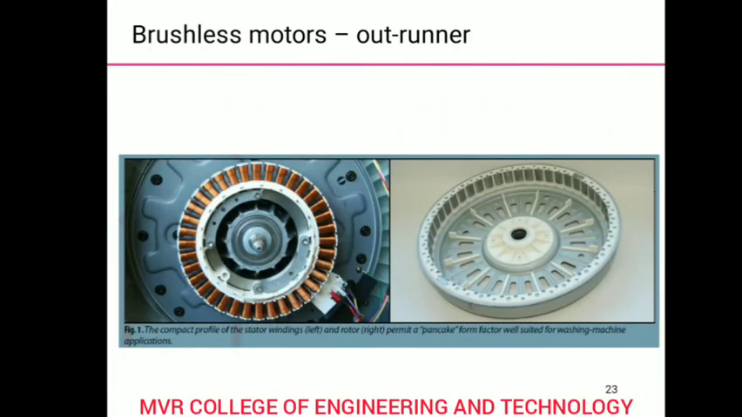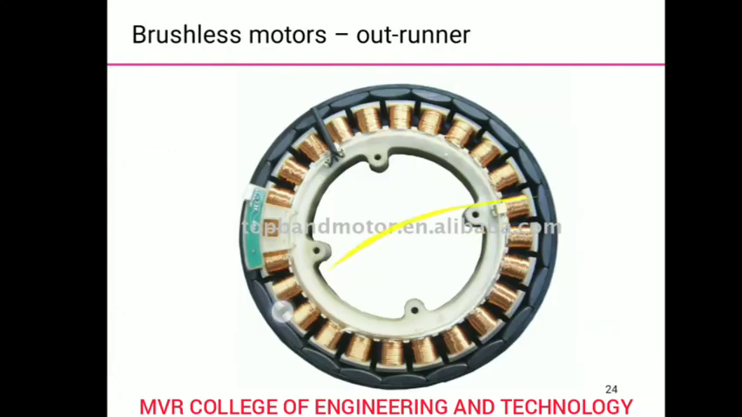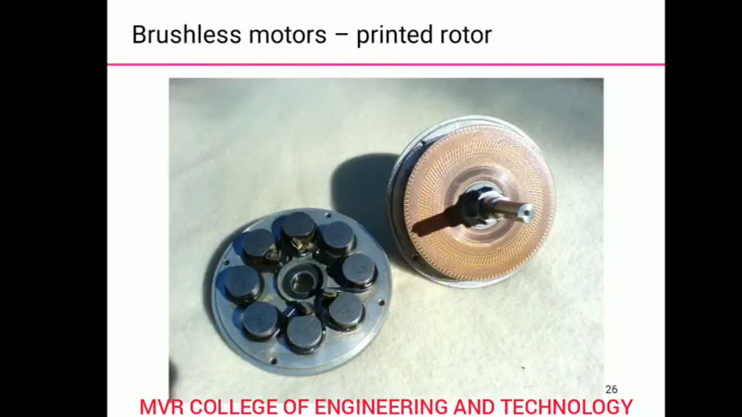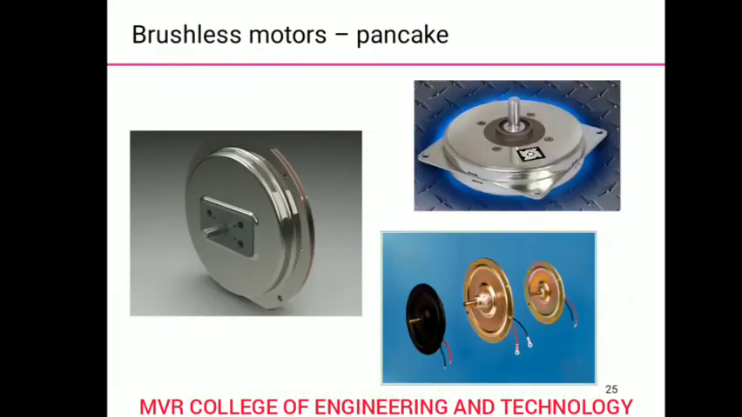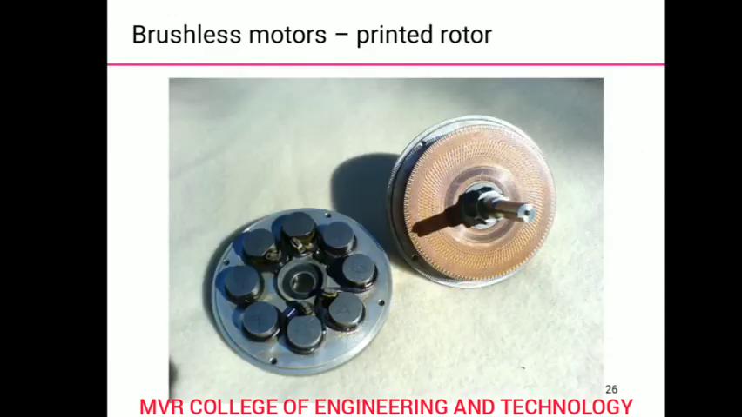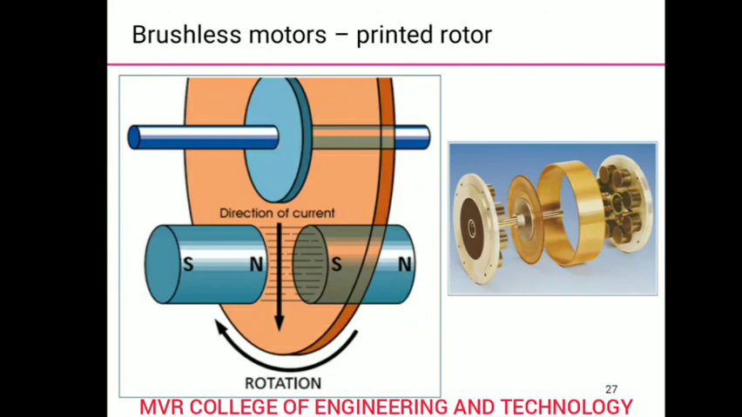You can see different pictures for the brushless motor inner runner and outer runner, and the pancake brushless motor. These are the different motors which are used. Printed rotor motors are designed for printing purposes, and different motors are designed using these permanent magnets and used in different applications. I mean to say printers and scanners use this brushless motor. If you go to shopping malls, there are automatic opening and closing doors also, and these brushless motors are operated there.